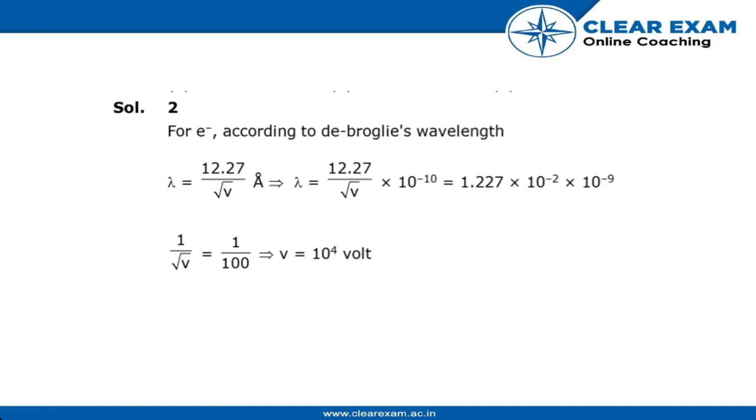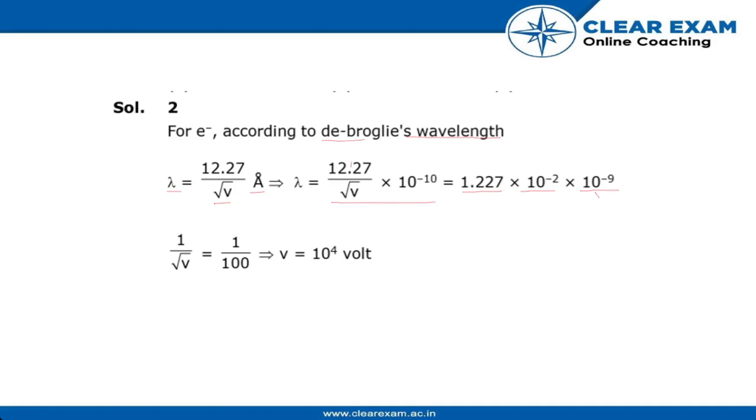So if the potential difference is given, the formula of de Broglie's wavelength is lambda equal to 12.27 over root of the potential difference, in terms of Angstrom. So we'll convert everything into meter. 12.27 upon root V into 10 to the power minus 10 equals our given wavelength in nanometer, which is 1.227 into 10 to the power minus 2, converting it into meter into 10 to the power minus 9, because 1 nanometer is equal to 10 to the power minus 9 meters.